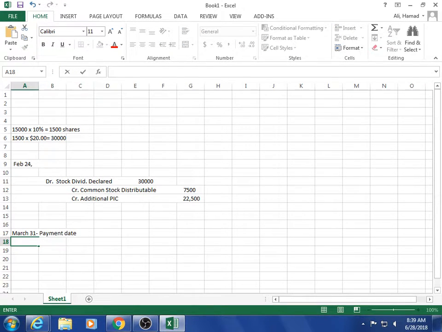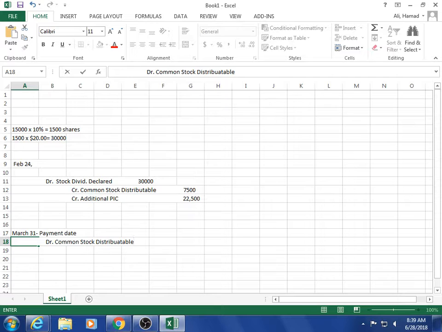We're going to be interested in the common stock distributable. You see the 1,500 shares. So that's what we're going to do. The 1,500 shares times 5 par value. So we're going to debit common stock distributable, because it's no longer distributable now. We're going to get rid of that.